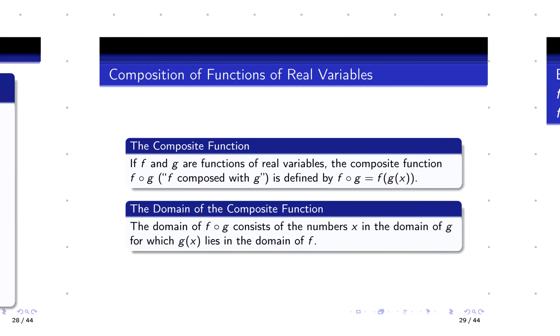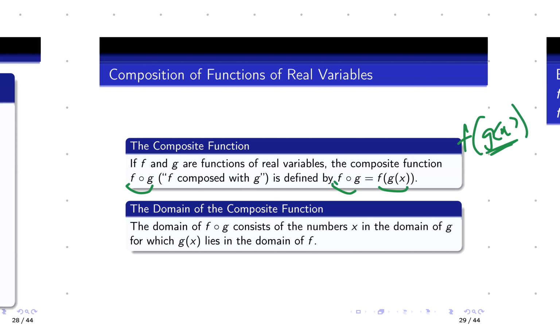So the composition of functions of real variables: if f and g are functions of real variables, the composite function, written with this symbol that looks like O, f of g, or f composed with g, is defined by f of g of x. That means f is swallowing g of x. Whatever x was, g of x takes its place. You're going to see very good examples of this.